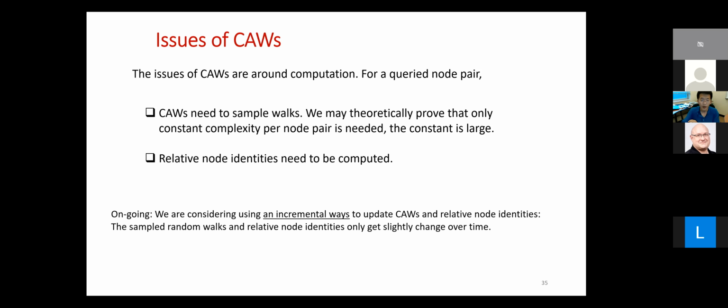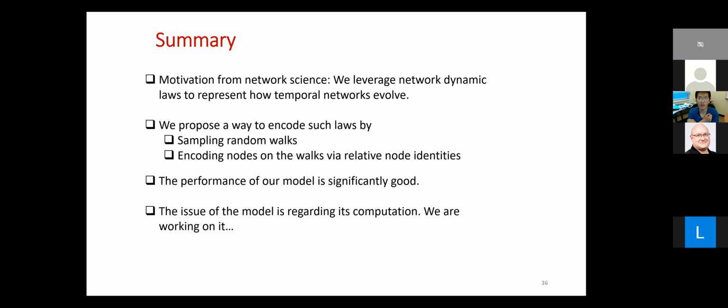Let me just give a summary of this work. The motivation of this work comes from network science. We know all temporal networks have some fundamental laws, and if we can capture those laws, we may represent the temporal network in a better way. How can we implement that? We propose this causal anonymous walk idea.